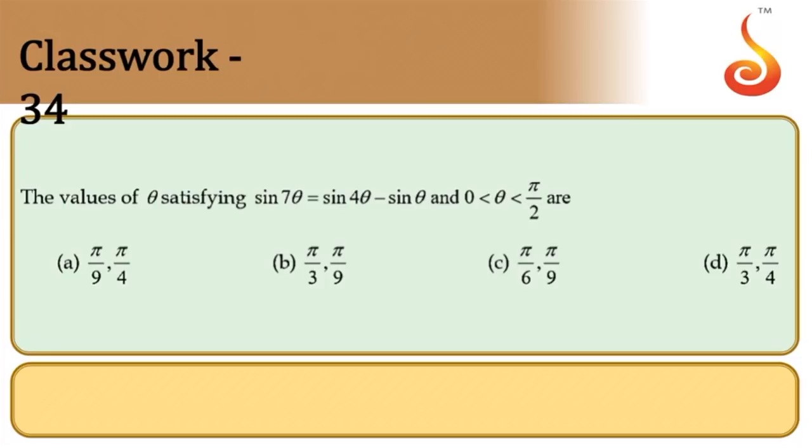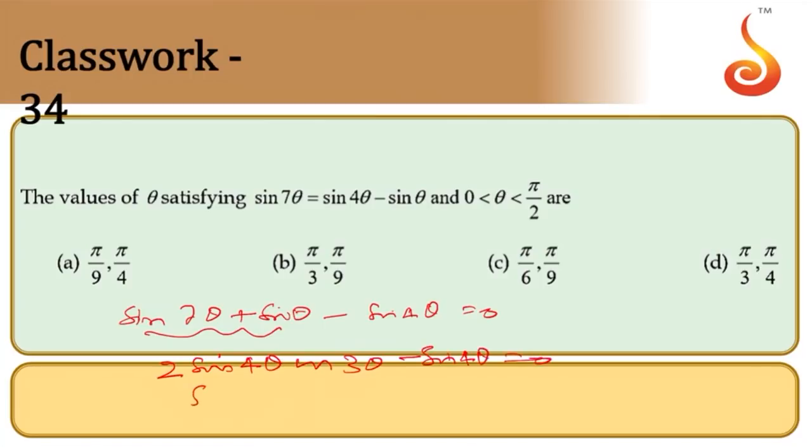We can also make it in the same way, but sometimes it'll be easy when you go for simplifying the solution. Sine 7 theta plus sine theta, minus sine 4 theta is equal to 0. Why not apply the transformation over here? That will be sine c plus sine d, which gives 2 sine c plus d by 2 multiplied by cos c minus d by 2. So minus sine 4 theta is equal to 0. So you'll get sine 4 theta multiplied by 2 cos 3 theta minus 1 is equal to 0.